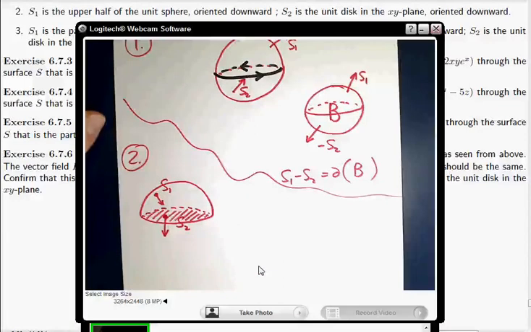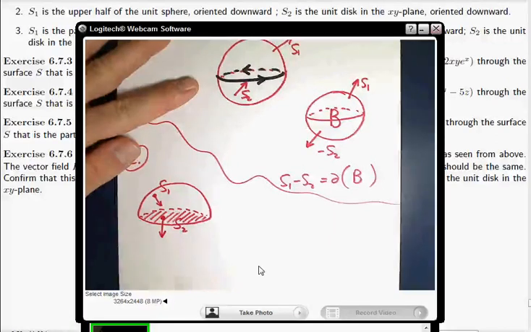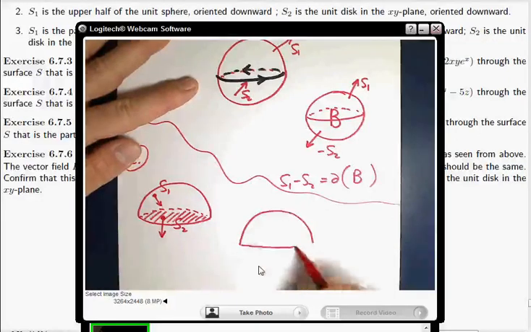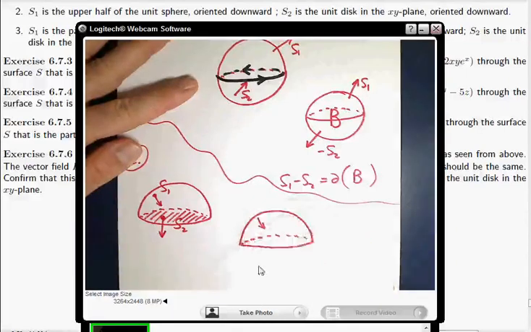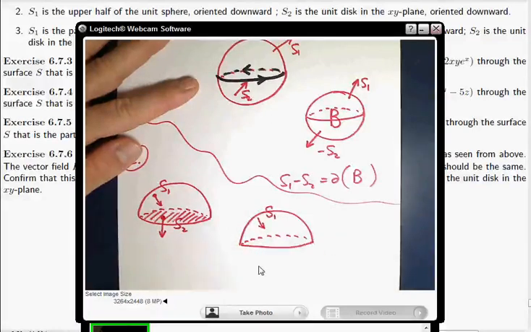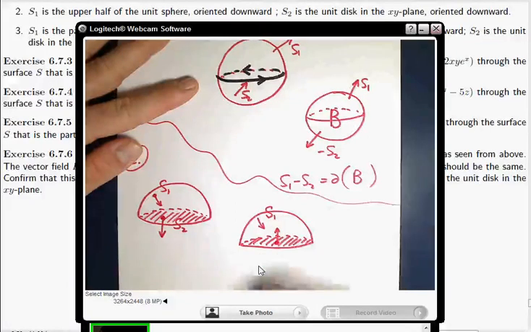Okay. So now again, we want to try to figure out what S1 minus S2 looks like. That's what the problem asks us to do. Well, S1 minus S2 is going to look very similar. S1 is still there, like that. Now, minus S2 looks a lot like S2. It's the same actual set, but with the opposite orientation. That's going to then be oriented like that. That's your minus S2.